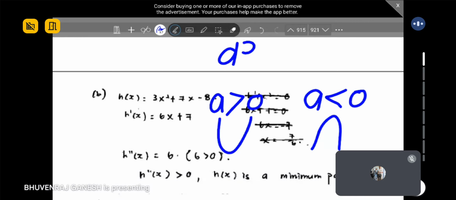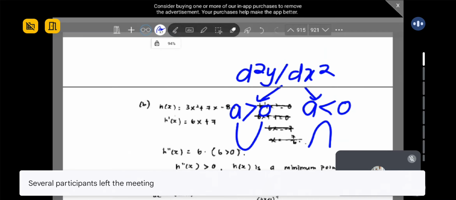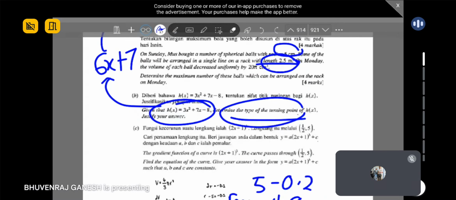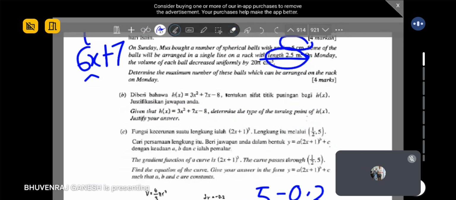So same concept. d2y over dx2 also uses this concept. Alright? So for question C, they ask you to find the equation of the curve, guys. So over here, what must we do? What process must we do for question C?